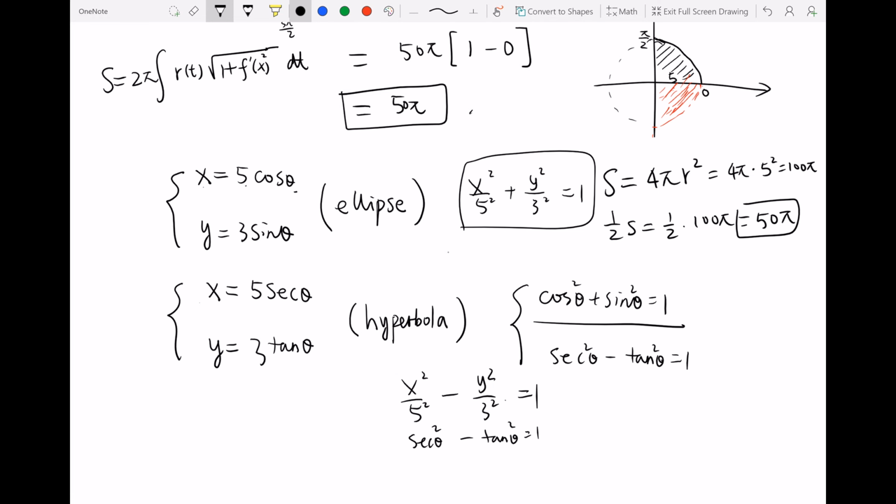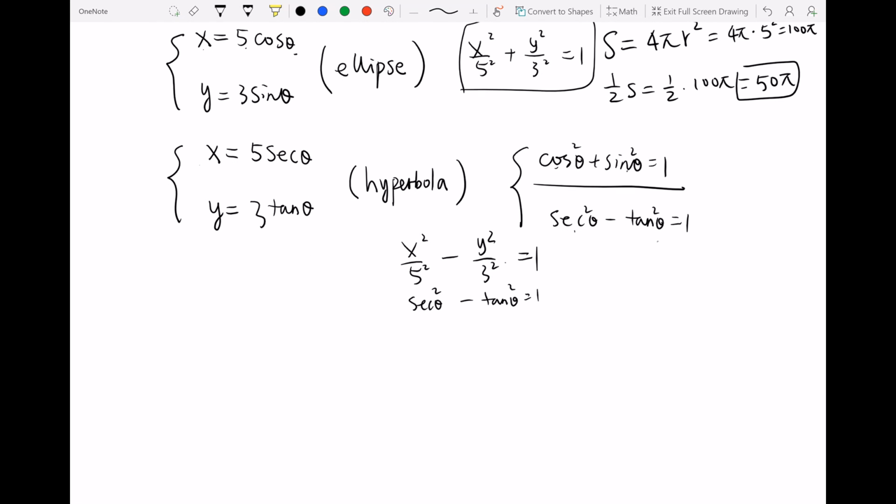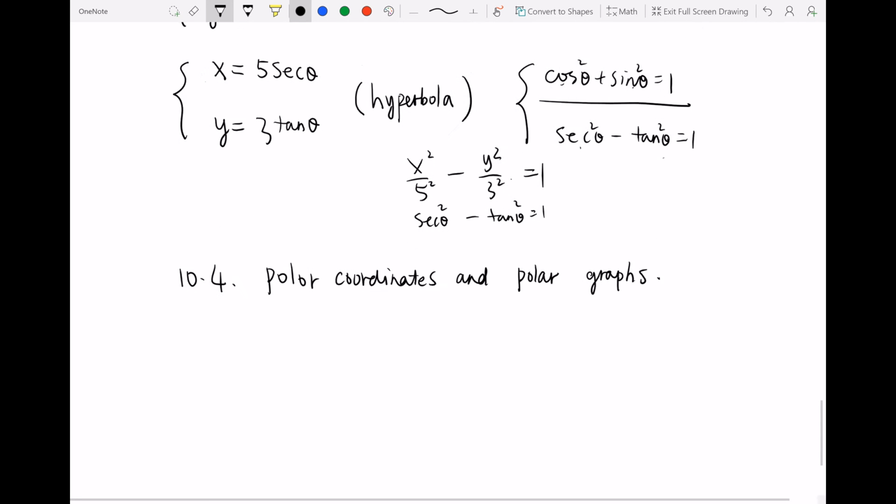So whenever I give you this equation, right now you should think about using one of these: cosine theta squared plus sine theta squared equals 1, or secant squared minus tangent squared equals 1, right? So next one we're going to look at 10.4, polar coordinates and the polar graphs. We're going to look at polar graphs a lot in the next section. So polar coordinates and the polar graphs.